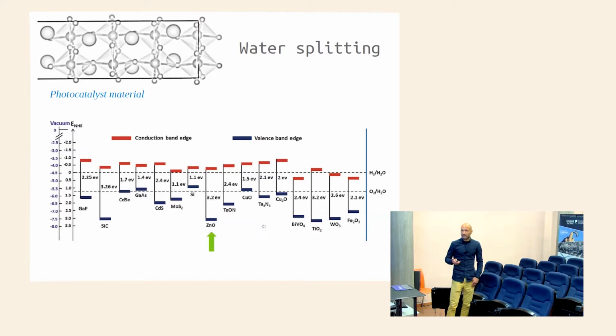On the other hand, we have other materials which are much more abundant in the Earth, like, for instance, the zinc oxide. But in this case, the energy bandgap is too large, and also the band alignments are not optimal, right? Because the top of the valence band is just too far below the potential corresponding to the oxygen evolution reaction.